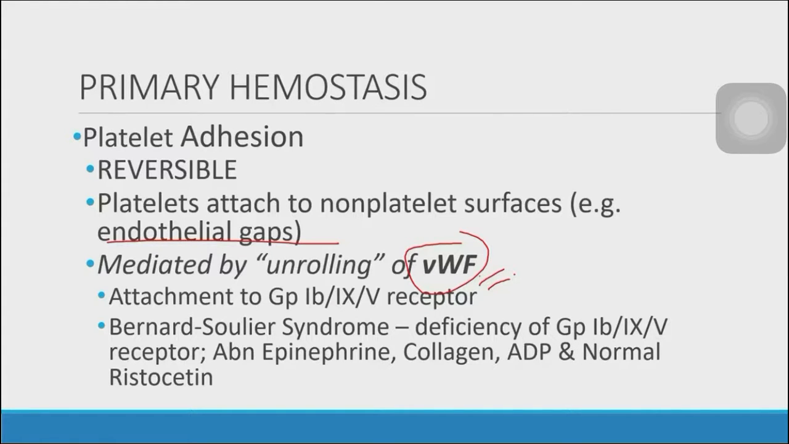So, saan ba mag-attach si von Willebrand factor? Si von Willebrand factor again mag-attach sa endothelial lining, and then isang part ni von Willebrand naman mag-attach sa GP1B9 receptor ng platelets. So, dyan siya mag-attach. Kung matatandaan natin, if there is a deficiency of this receptor, hindi makakadikit si von Willebrand factor. Ito yung tinatawag natin na Bernard-Soulier syndrome, deficiency of GP1B9 receptor. So again, it is categorized under abnormality in platelet adhesion.